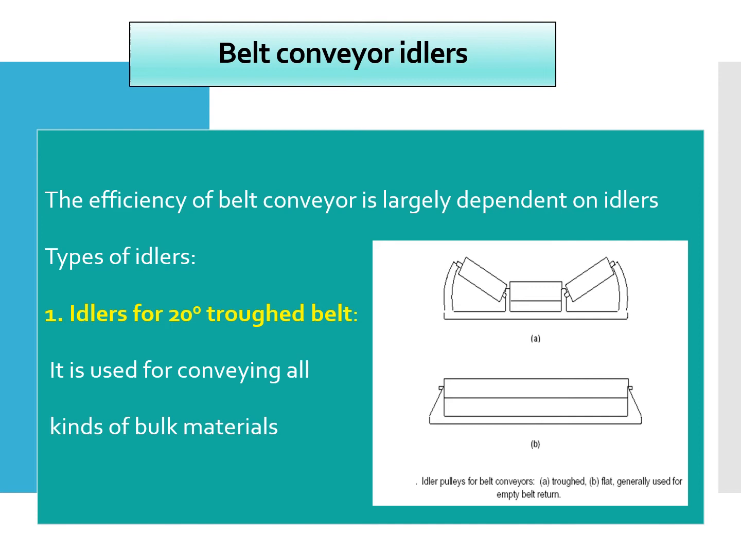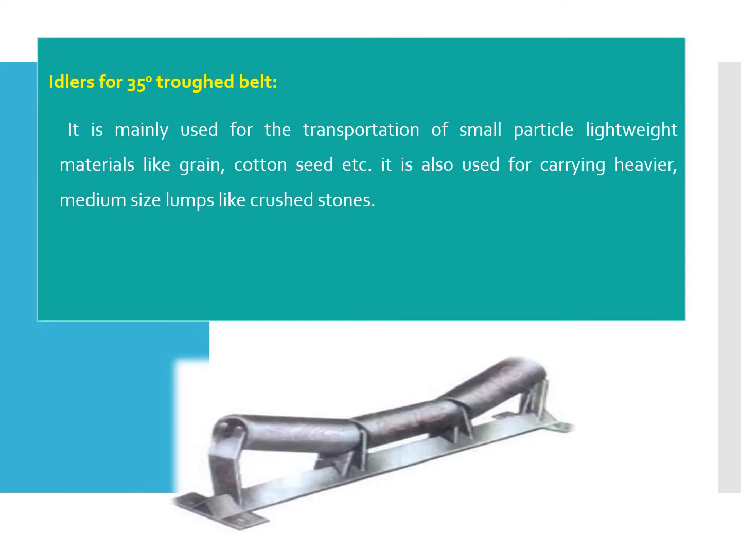As you can see in the diagram, the second figure is known as flat belt idlers. This is used for granular materials having an angle of repose of not less than 35 degrees. Secondly, idlers for 35-degree trough belt. It is mainly used for the transportation of small particle lightweight materials like grain, cottonseed, etc. It is also used for carrying heavier medium-sized lumps like crushed stones.